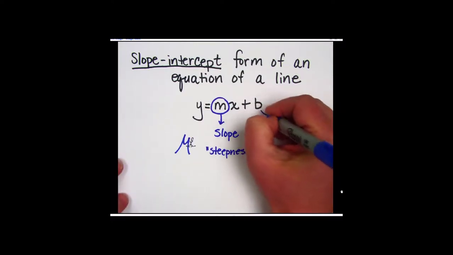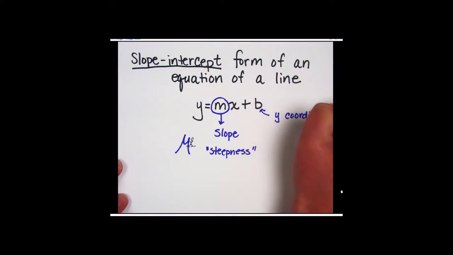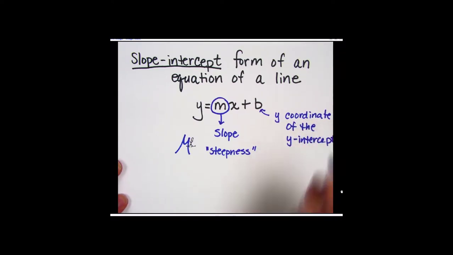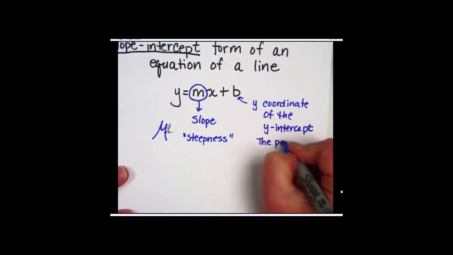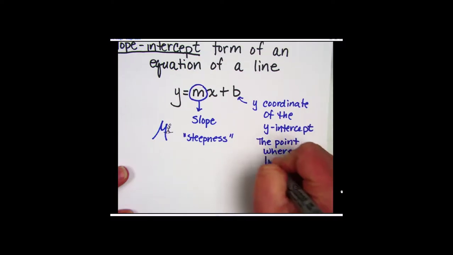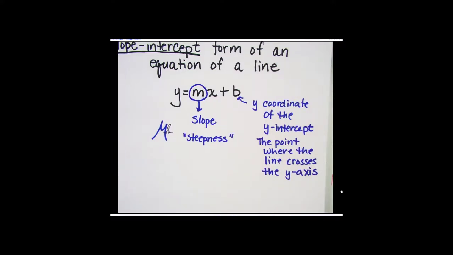And then b is the y coordinate of the y-intercept. All right, what is the y-intercept? Well, that's just a fancy way of saying the point where the line crosses the y-axis. And I probably shouldn't say crosses, I should just say meets or intersects, right? Intercept intersects the y-axis.